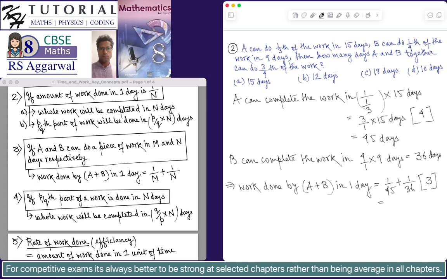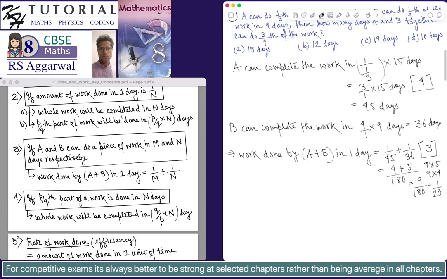what will be the LCM? 45 is 9 into 5 and 36 is 9 into 4. So LCM must be 180. Okay. So 180, this will be 4 and this will be 5. So this is 9 by 180, which is equal to 1 by 20. So the work done by A plus B in one day is 1 by 20.